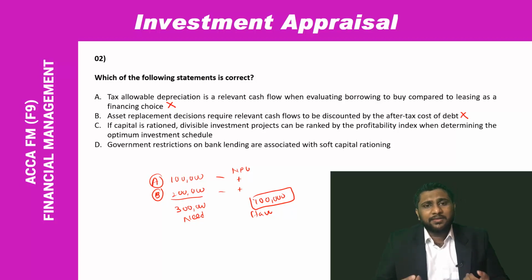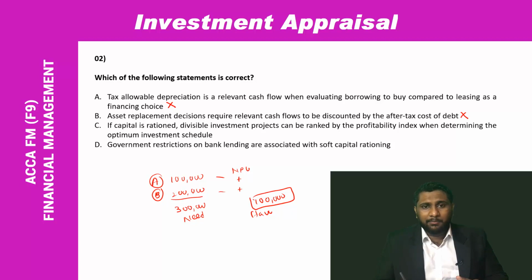What's the meaning of divisible? You can split the project into pieces. If you are depositing money in the bank, and you want to deposit 200,000 but you have only 50,000, you can still go and deposit 50,000. That means that particular investment can be divided.